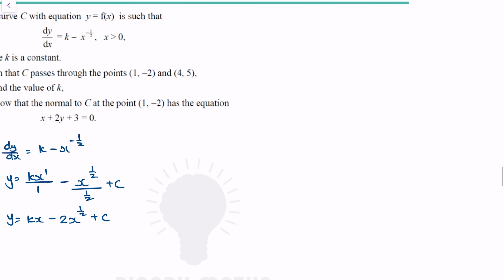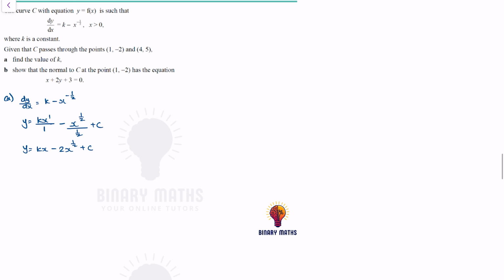Okay, so I need to first substitute (1, −2) into y = kx − 2x^(½) + c. So I get −2 = k × 1 − 2 × 1^(½) + c, which means −2 = k − 2 + c. So if I cross it out, I've got k + c = 0. So that is equation 1.